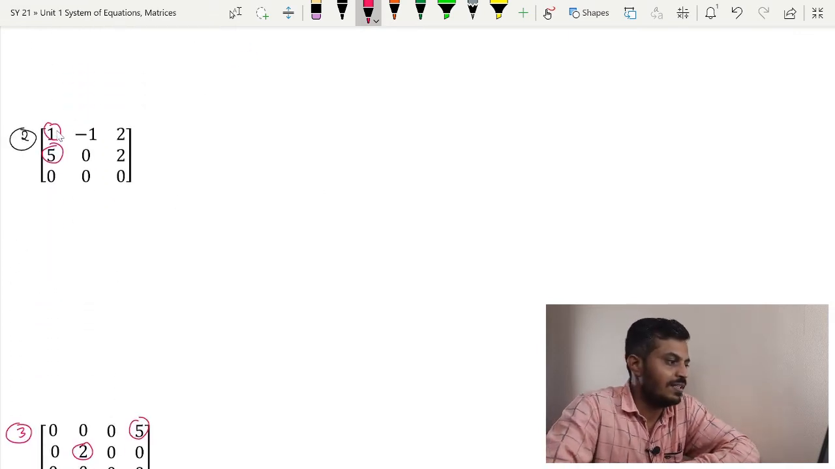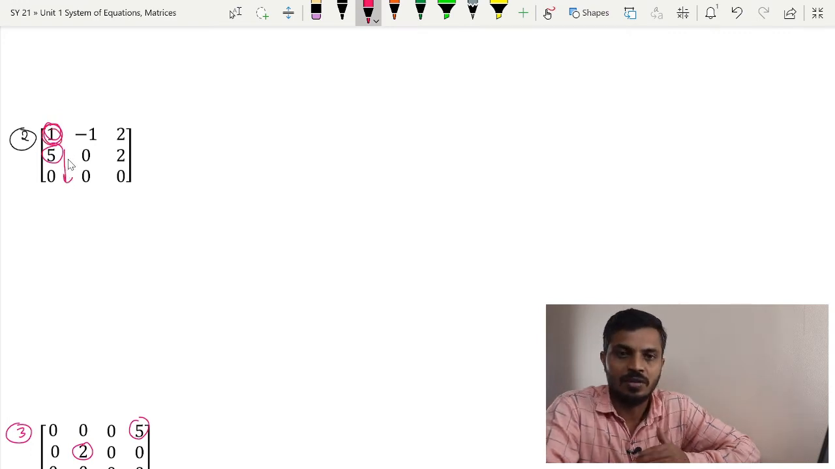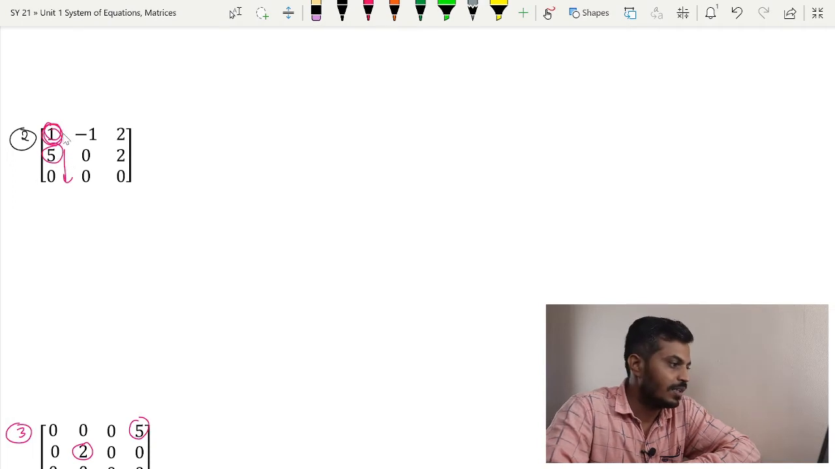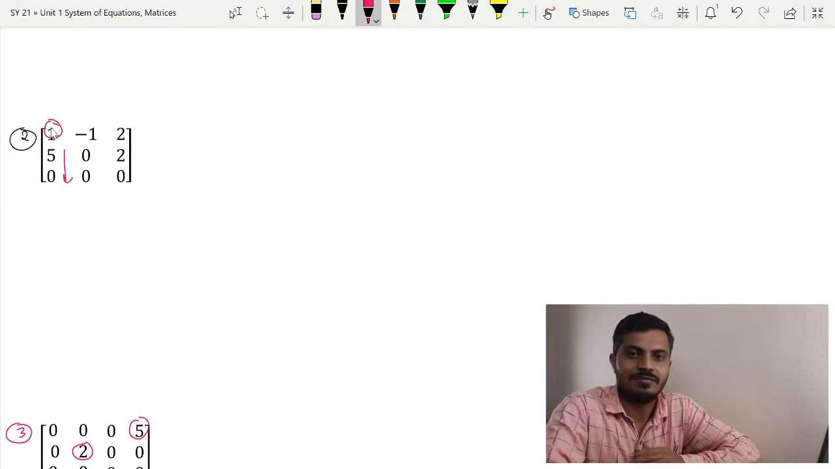Now, moving towards the next example. As you can see here, our idea is to make all the entries below 1 to be 0. This entry is already 1, so we did not worry.